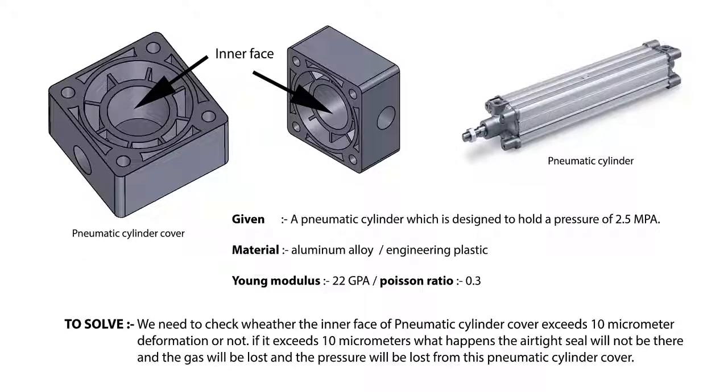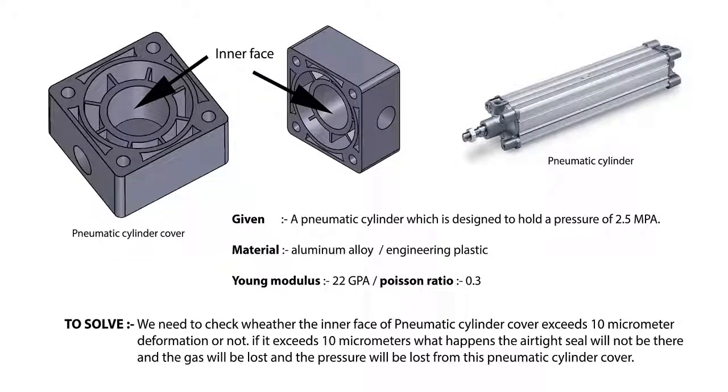And if it exceeds 10 micrometers, what happens? The airtight seal will not be there, the gas will be lost, and the pressure will be lost from this pneumatic cylinder cover. See here, there is an example of a pneumatic cylinder cover, and this is the part on which we are going to perform the analysis.